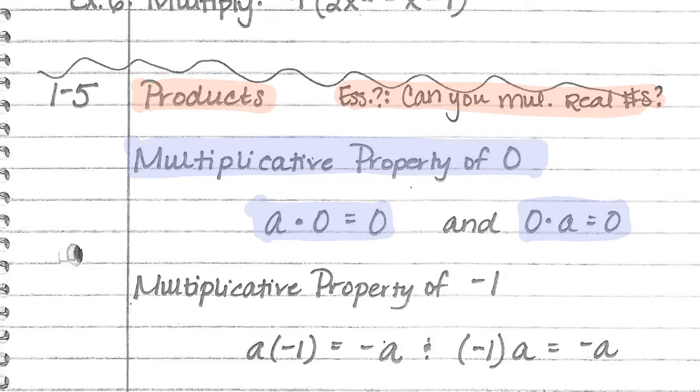The next property I don't see as much given, like I do the distributive and associative and commutative, which we're going to review in just a minute. This is the multiplicative property of -1. Anytime I multiply anything through by -1, what happens to the sign? It changes. So notice if it's positive, it changes to negative.